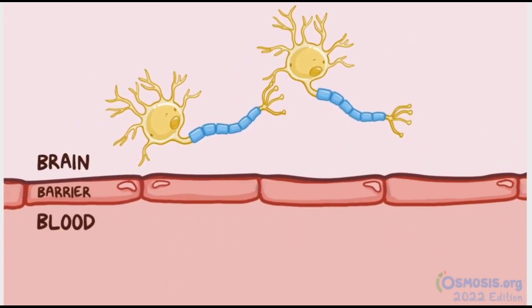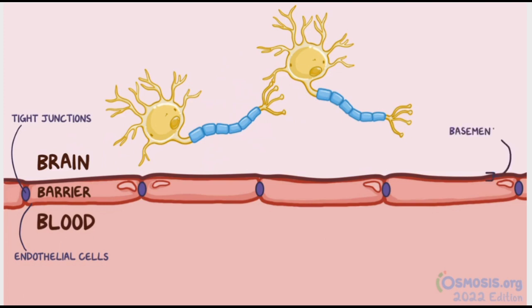The blood-brain barrier consists of tight junctions that connect endothelial cells that line the capillaries in the brain. These tight junctions seal off the space between the endothelial cells, and they're surrounded by basement membrane, as well as astrocytes, which further strengthen the barrier.